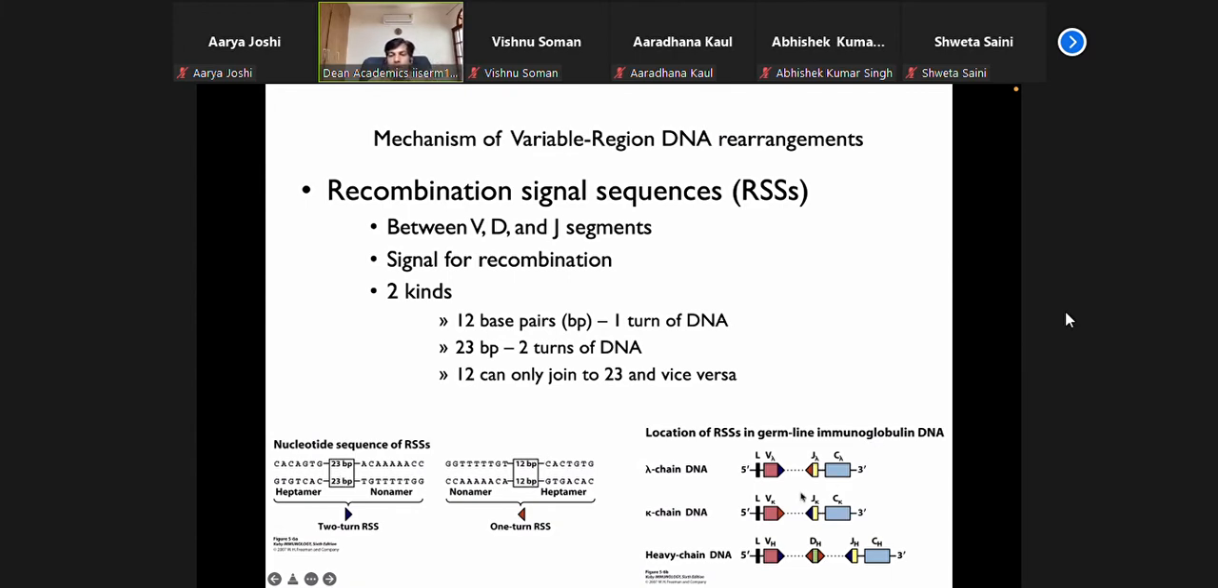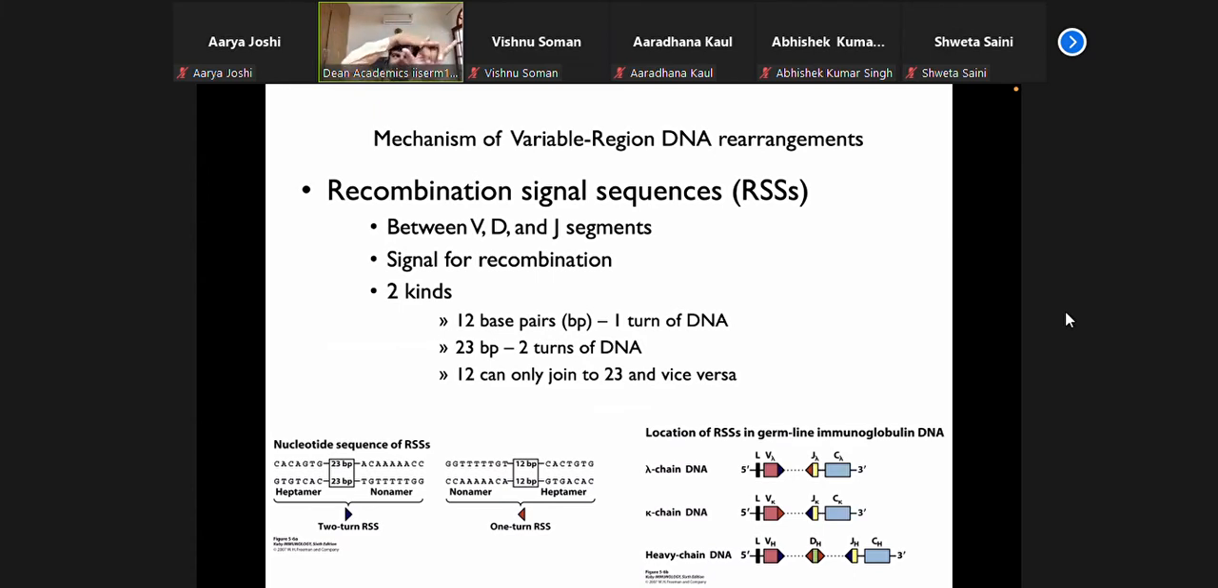Which are shown here with these triangles, right? So you have leader, V, and then one of these triangles, and this is 3' of this V lambda, for example, right? For kappa as well, and for heavy chain as well. But for J, they are present at the 5' end. So this gives you an idea that this one has, let's say, a 1-turn sequence, and this is a 2-turn sequence. The 2-turn sequence and 1-turn sequence will come together.